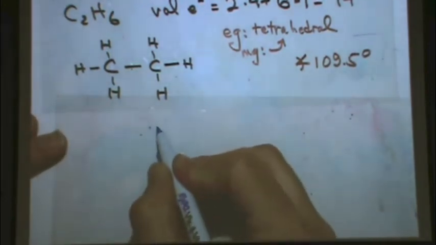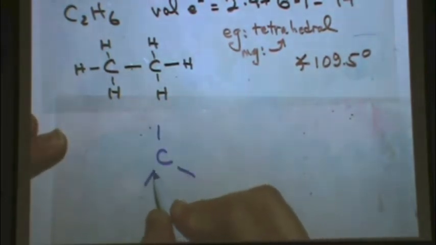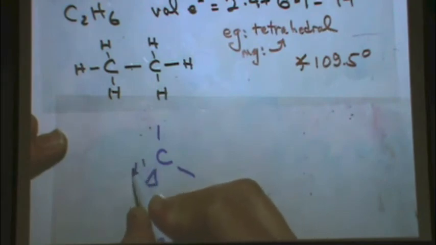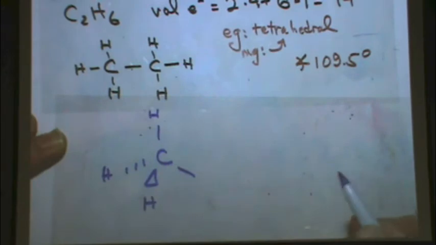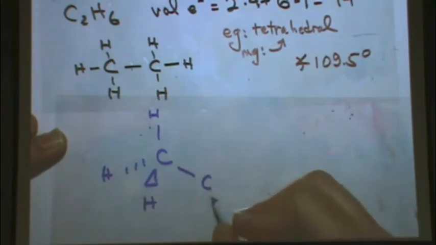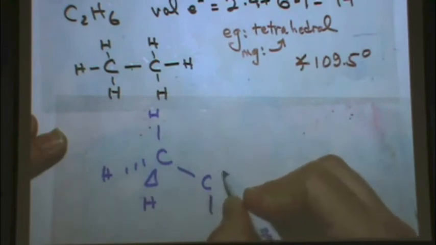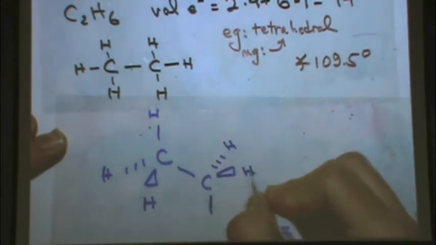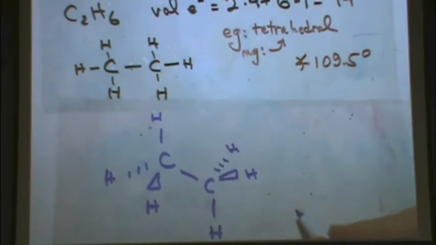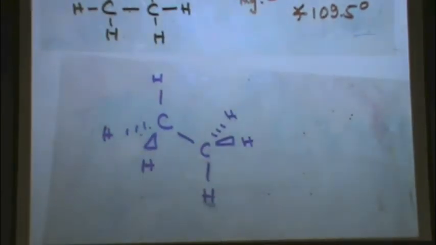I recommend just doing 1 carbon at a time. Draw the template. There are 3 hydrogens. And then the second carbon. Three hydrogens, 1 carbon. There's our structure. It can be rotated in space, that's fine. But both carbons have to be tetrahedral.